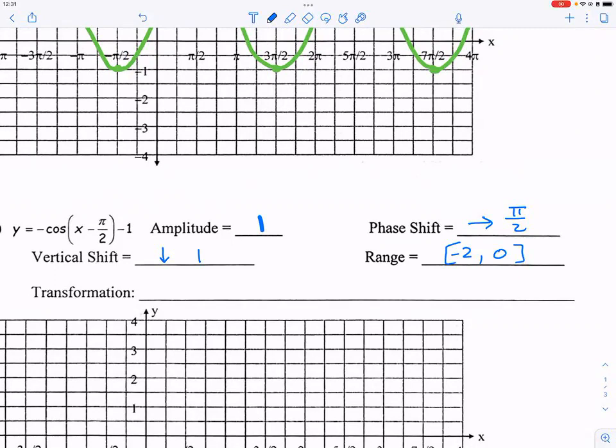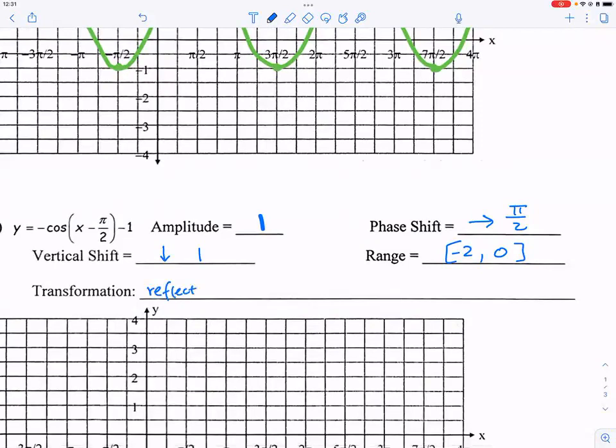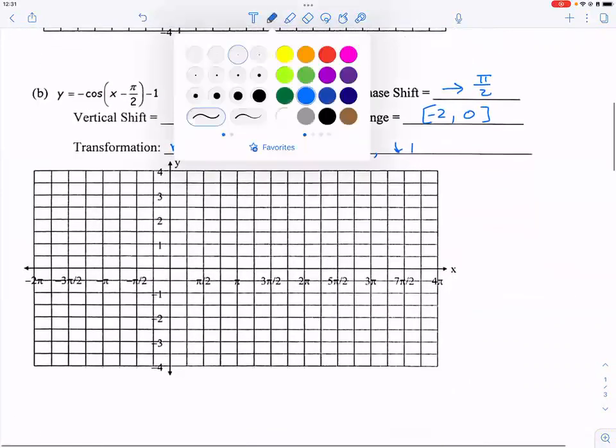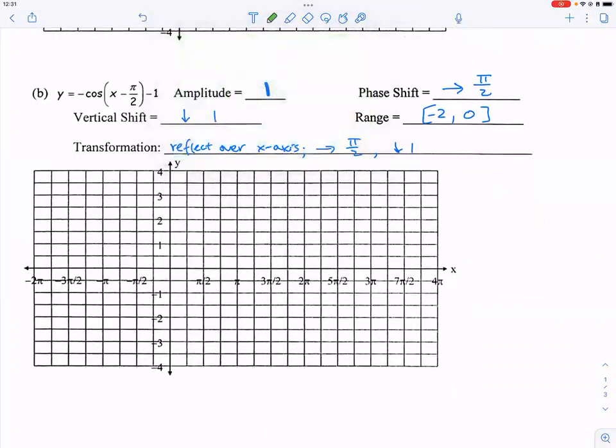So the list of transformations, we have the reflection over the x-axis, shifted to the right for pi over 2 units, and then down by 1 unit. And now let's go ahead and put our first dot. Where is our first dot? Well, originally it should be right here. Originally. But it's been shifted to the right for pi over 2. And then it's been reflected over the x-axis. So that means it's now here.